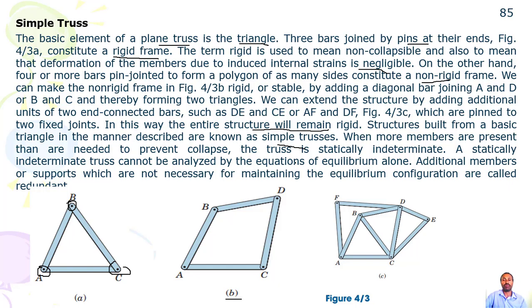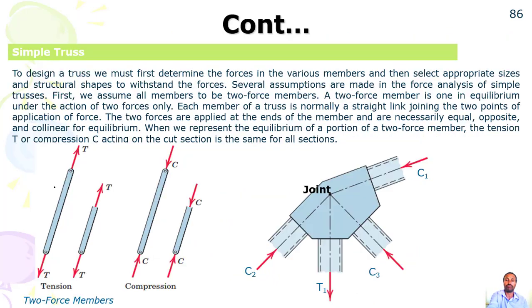Otherwise, to prevent collapse, you may have statically indeterminate structures. A statically indeterminate truss cannot be analyzed by the equations of equilibrium alone, so you may apply additional equations. Additional members or supports which are not necessary for maintaining the equilibrium configuration are called redundant. So these are redundant extras.